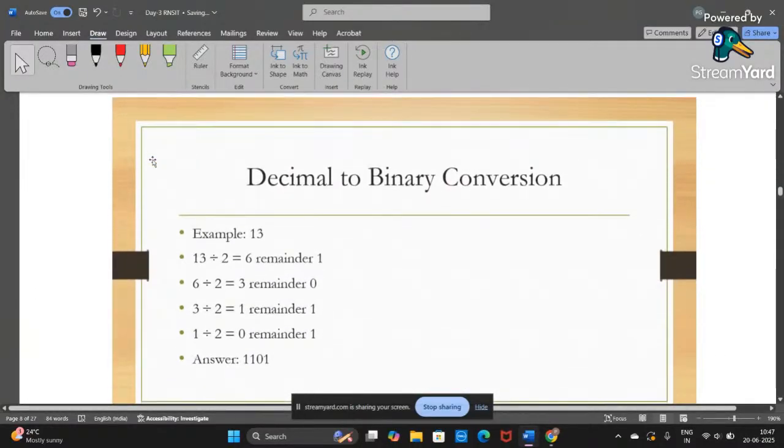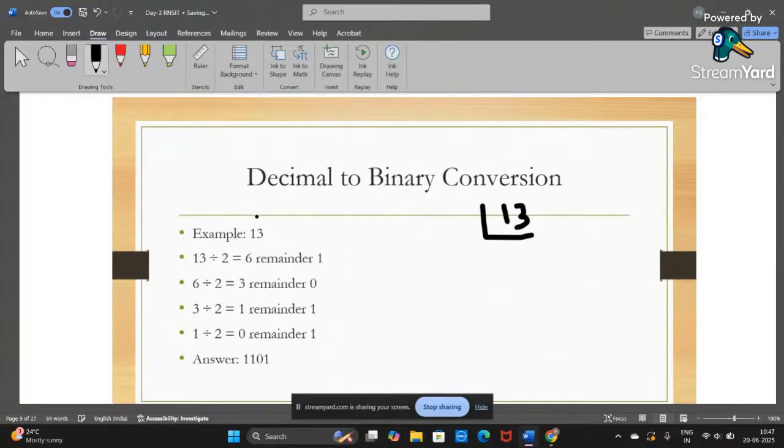Next, decimal to binary conversion. I'll take this as an example. We have to write the given decimal number here and divide by 2, because we are converting to binary, right?